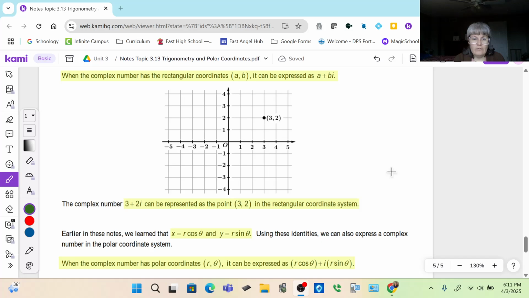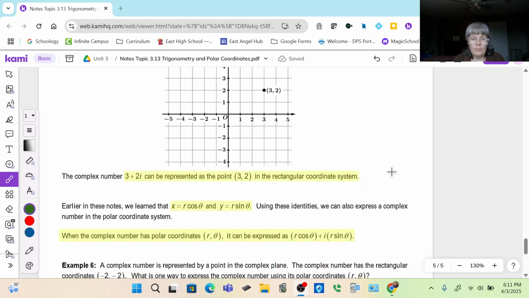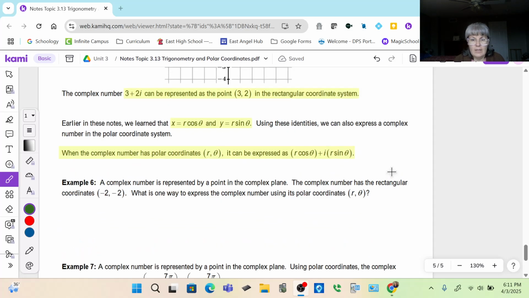Well, in my prior video, I talked about in the polar system that we can find x by using r times cosine of theta, and we can find y by using r times sine of theta. So that just means that the r times cosine of theta, even though we equate it to x, that's going to be the a of the complex number, and the r times sine of theta is going to be the b of the complex number.